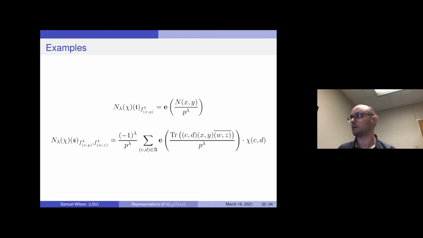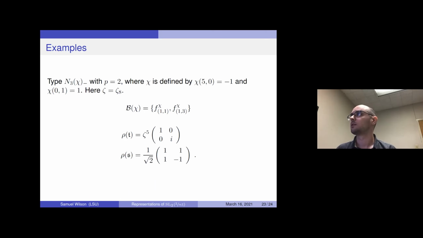All right, so this allows us to calculate explicitly the T and S matrices that correspond to this representation. In particular, we can construct one like this. This is type N3 chi minus. So in this case, I'm taking P equal to 2. And since P is equal to 2, and the chi that I'm looking at is defined by chi of (5, 0) equals minus 1, and chi of (0, 1) equals 1, that squares to 1. This is actually a primitive character, but it is of order 2. So in this case, that's why I have to look at N3 chi minus. I have to decompose my subrepresentation an additional time. I'm just looking at the -1 eigenspace of a certain order 2 operator called kappa.